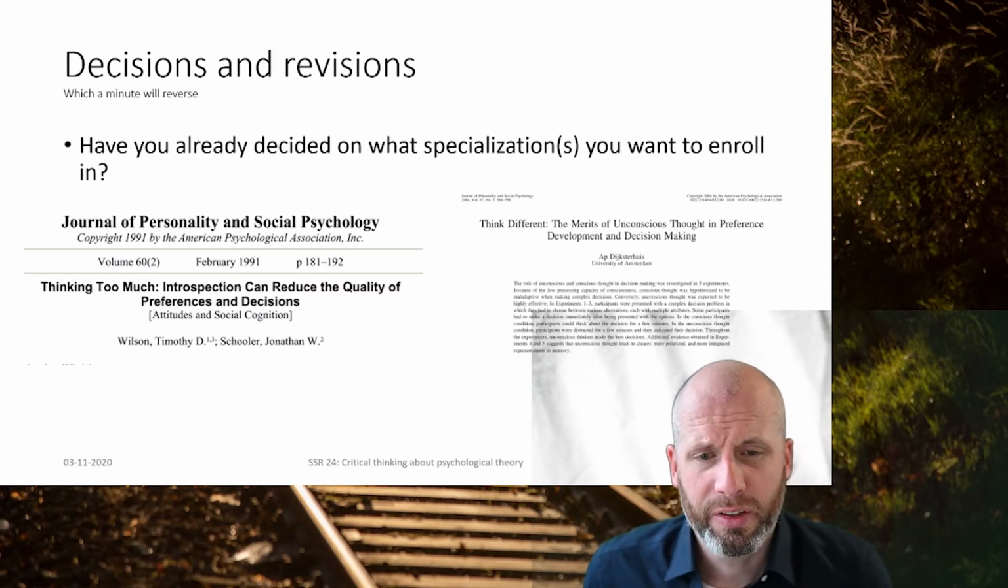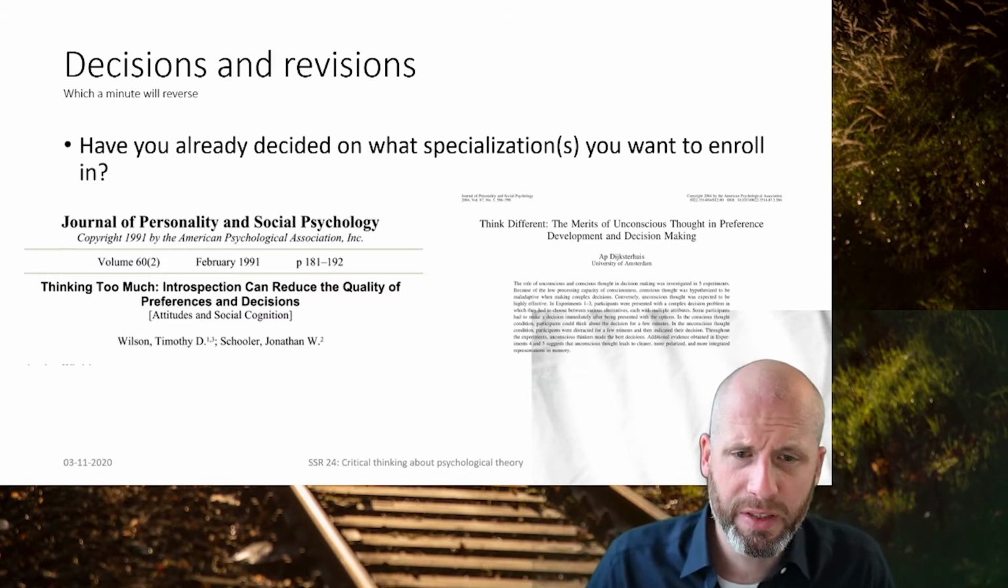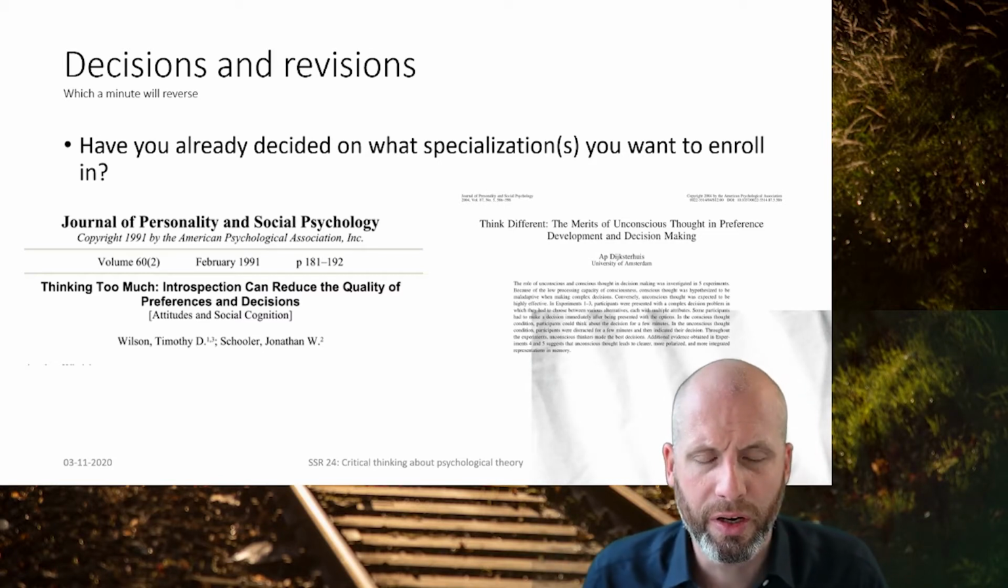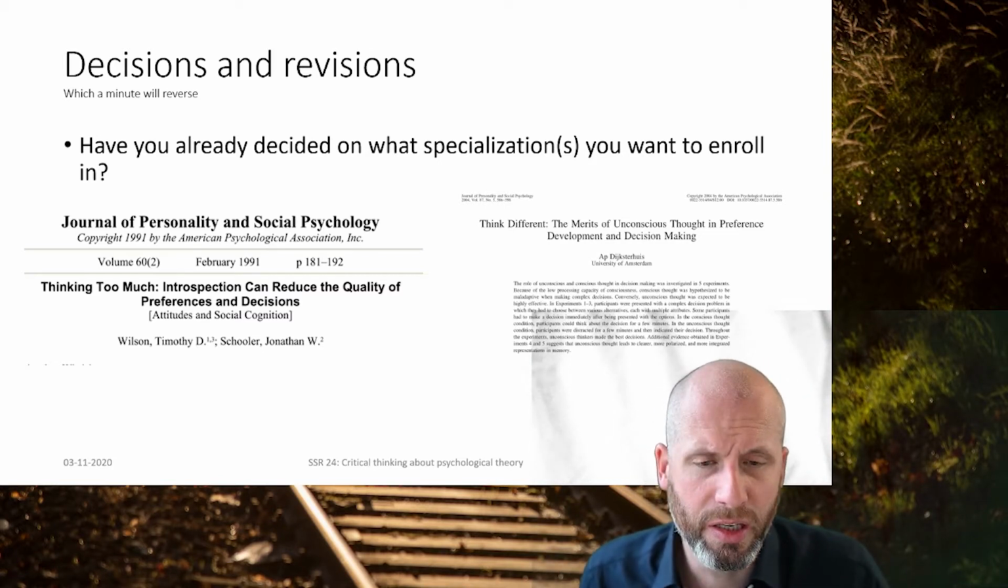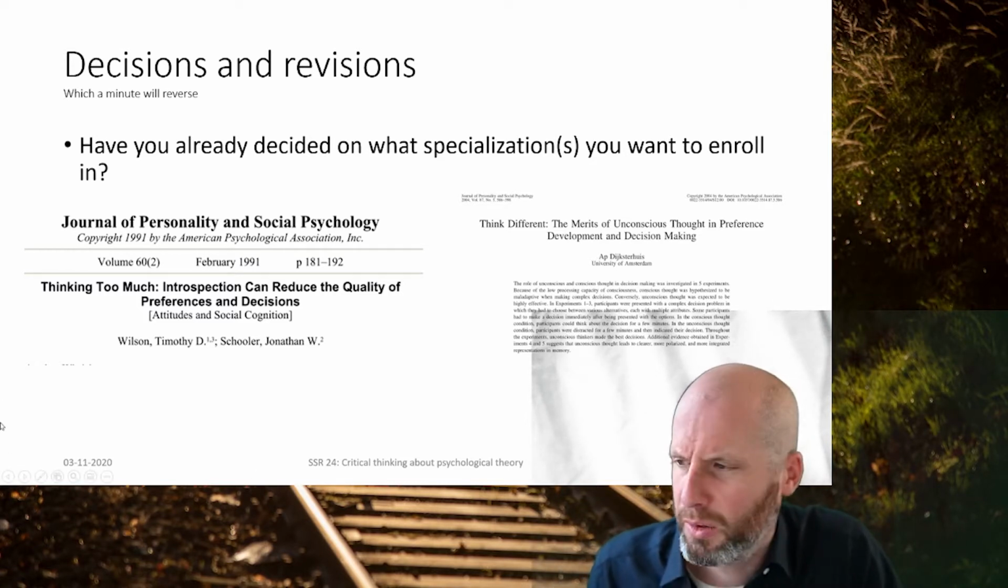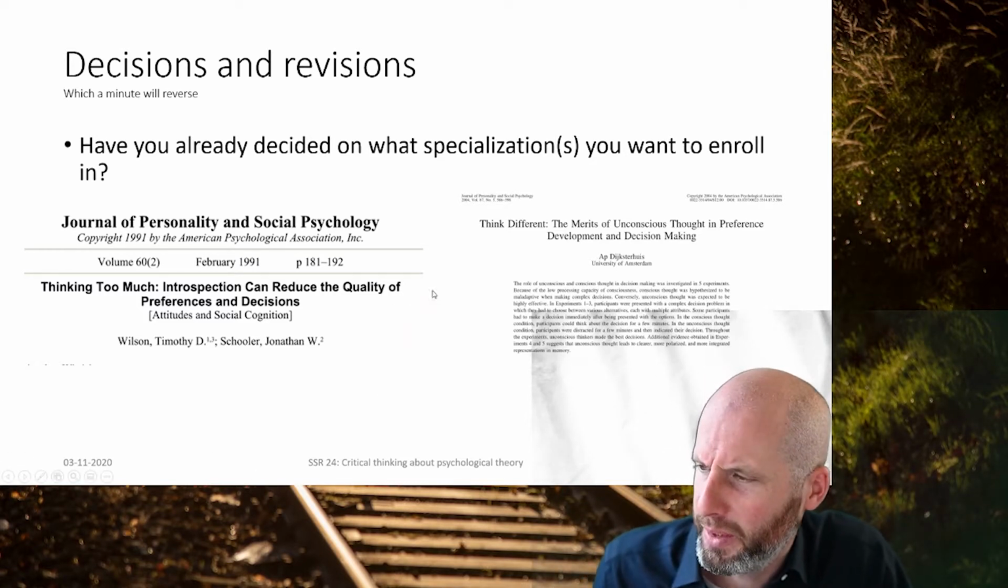So we have two different competing hypotheses, right? And we're going to summarize it a bit bluntly. One says that conscious thought leads to worse decisions, and the other says unconscious thinking leads to better decisions. So which one should we prefer, and how do we decide between the two competing hypotheses?